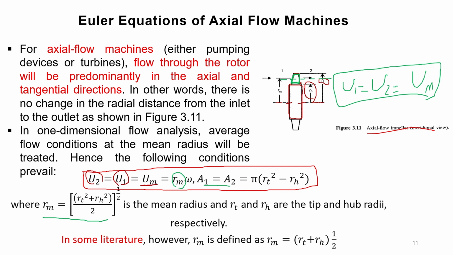Some literature states that the mean radius is the square root of the summation of the radius of the tip squared plus the radius of the hub squared. In another literature, they represent it as half of the radius of the tip plus the radius of the hub.